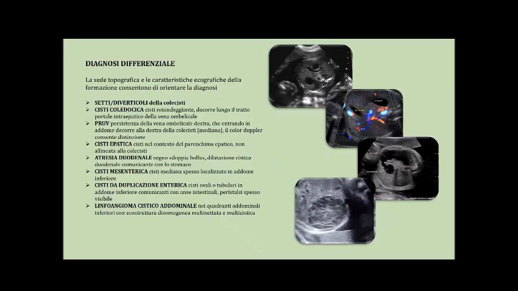Other conditions that need to be considered in the differential diagnosis include gallbladder diverticula, cases of PRUV as we saw at the beginning of the video, and also hepatic cysts, which usually appear in the upper right abdominal quadrant, affecting the hepatic parenchyma, particularly the anterior lobe, with a typically rounded appearance. And it is usually not adjacent to the gallbladder.